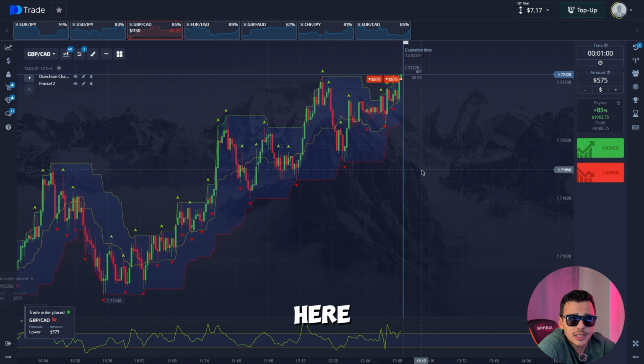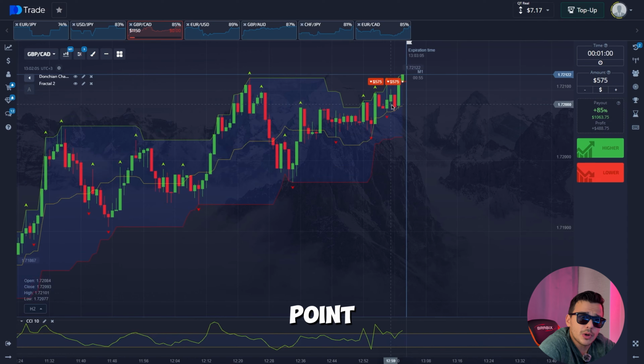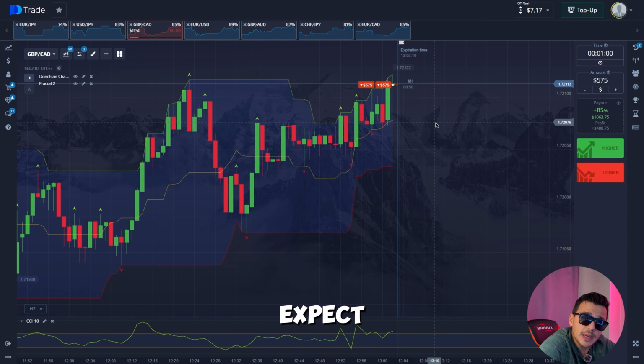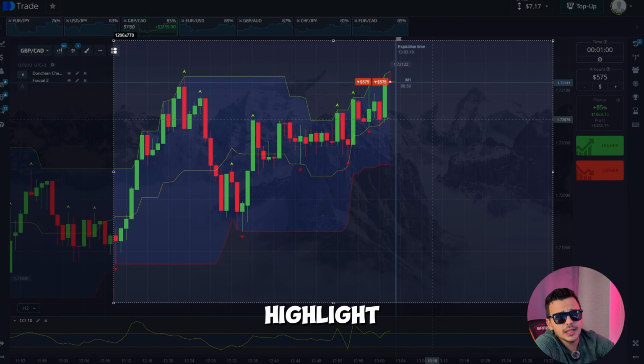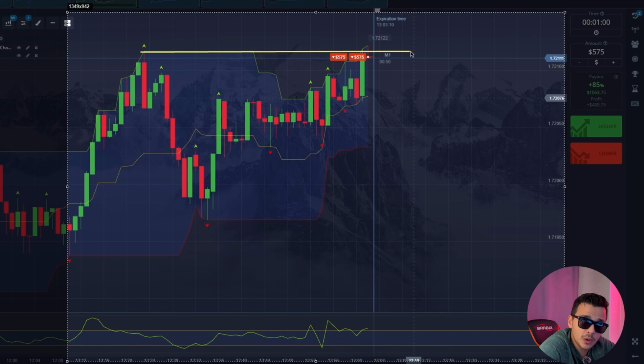Let's open two trades here on the downside. I think a relatively good entry point. We have a breakdown of the resistance area. We will expect a pullback. Let's highlight the breakout area.